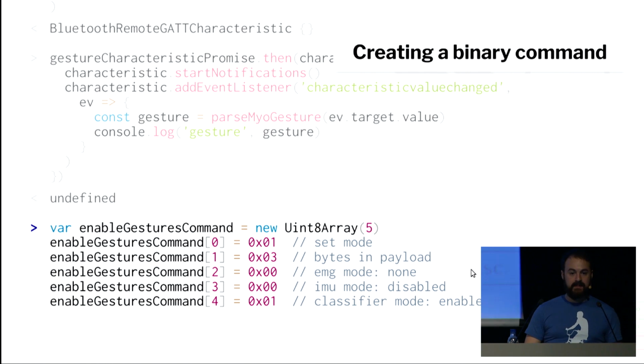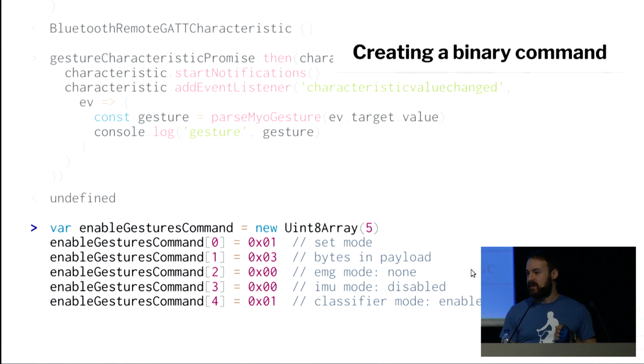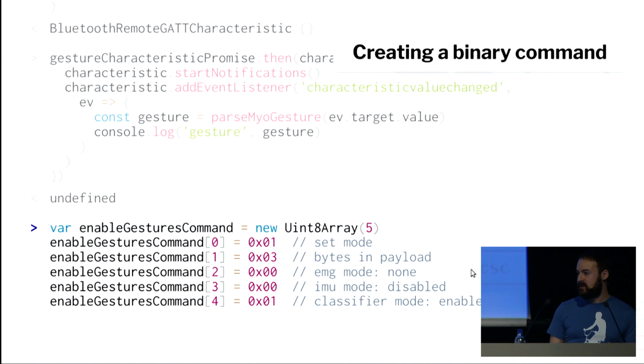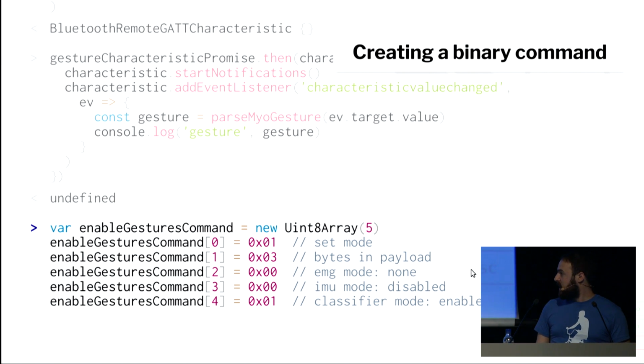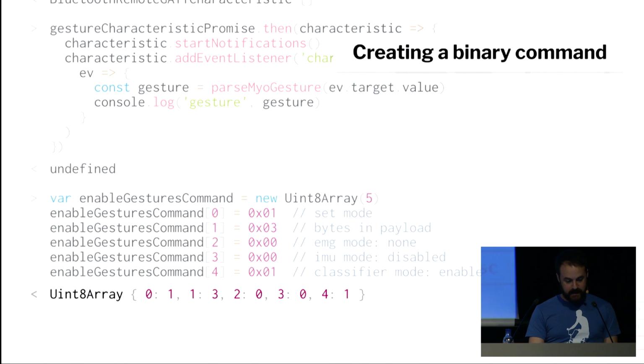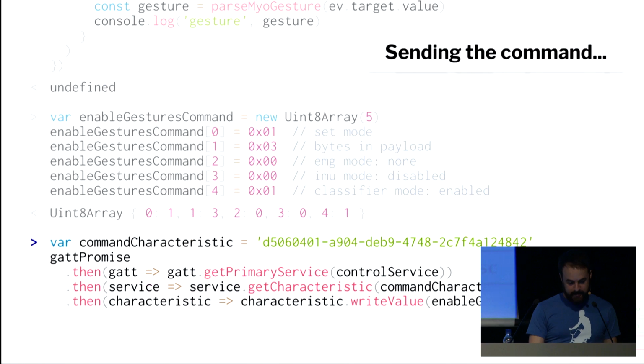But this is a great example of how to write a value to a characteristic. To do that, we're going to need to encode a binary characteristic, a command value. We do this using typed arrays. As you can see, this is a 5-byte array. Notably, the last byte of the array is the value 1. And for the Myo, that means please turn on the gesture classifier. And that's what it looks like on the console.